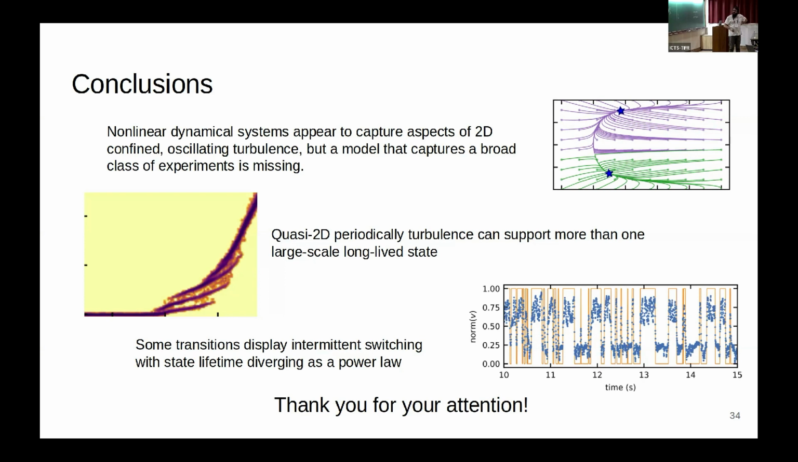My second conclusion is that the quasi-2D turbulence can support more than one stable state, and this flow appears to transition between these states via saddle node bifurcations. And the transitions which feature the intermittent switching between two states have a power law divergence of their lifetimes, which is close to what would be expected for two-dimensional directed percolation.